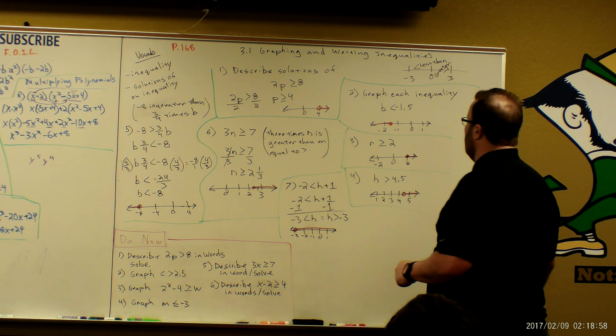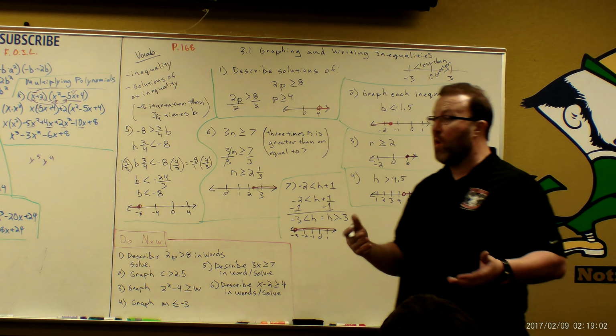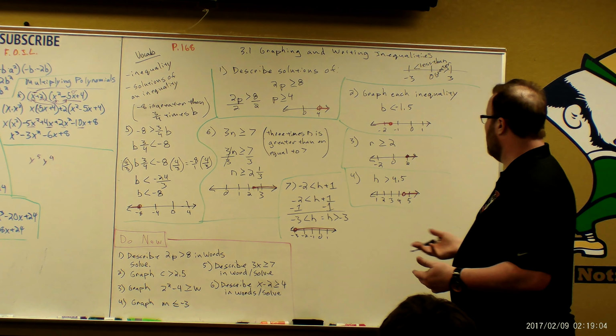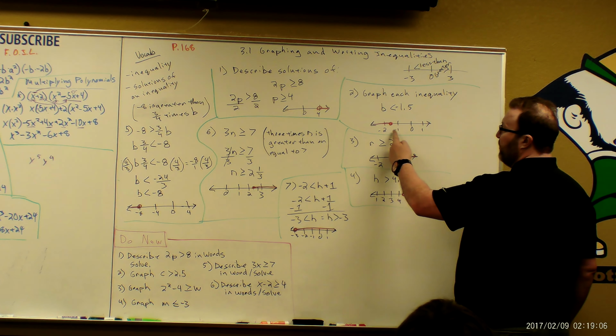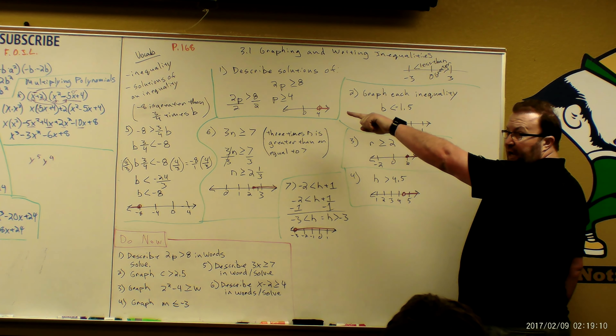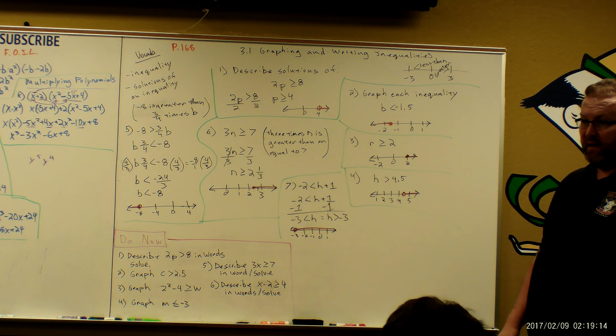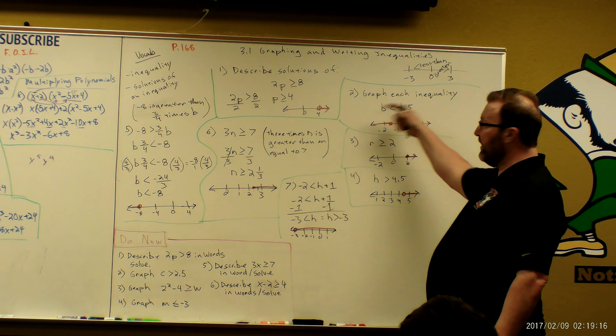Good talk. Okay, number 2. Graph the inequality. 1.5, the decimal. So we're going to be in between negative 1 and negative 2, right in the middle. It's less than, it's pointing this direction. Do we see that? If the arrow is going this way, it's less than.